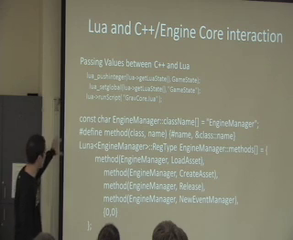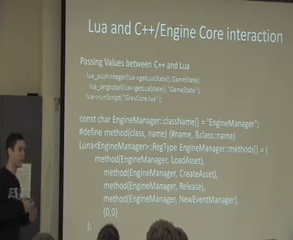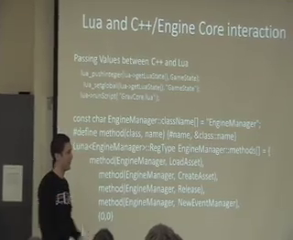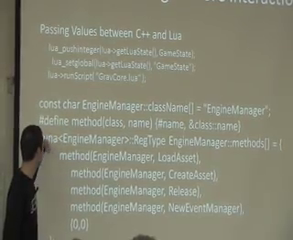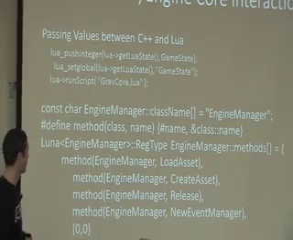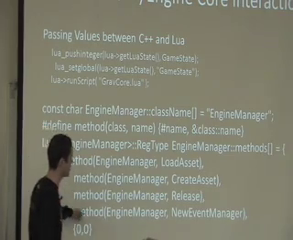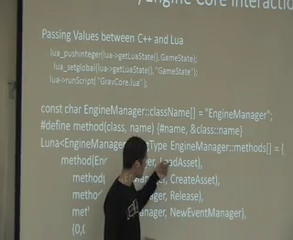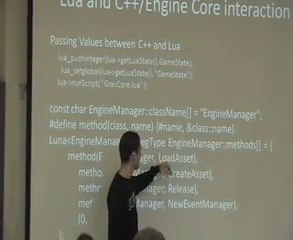So you can see here, this is the engine manager. Remember I said that this is where we expose all of our functionality. Everything that you want to do with the engine, you do it through the engine manager. Here I use Luna, which is a little template class that you can use to expose your things in Lua. Don't worry about it though, that's details. Basically, I give it a list of functions: load asset, create asset, release, and new event manager. These are C++ functions in the engine manager, implemented in the engine manager.